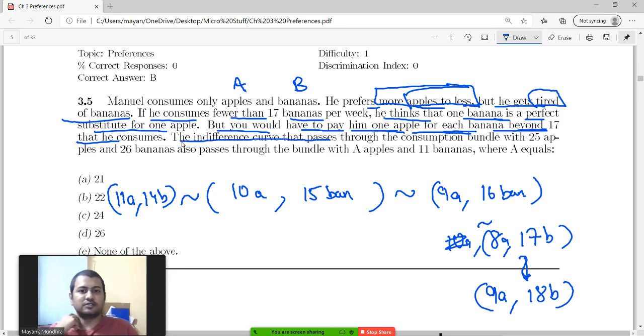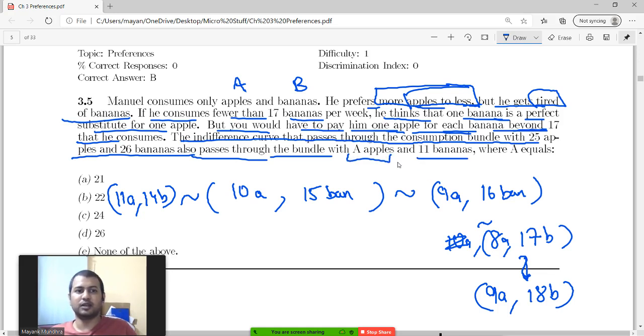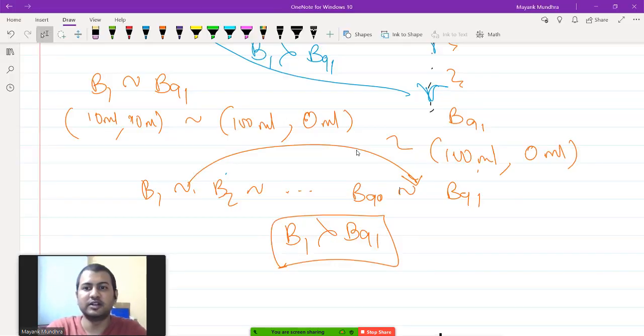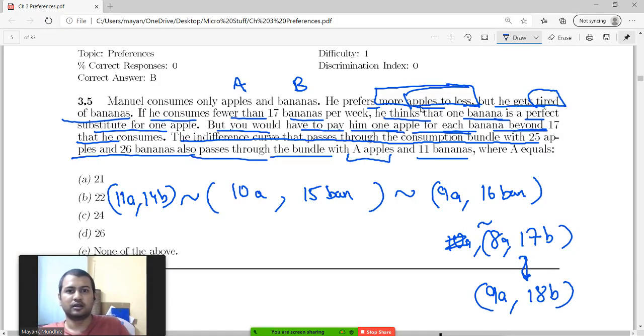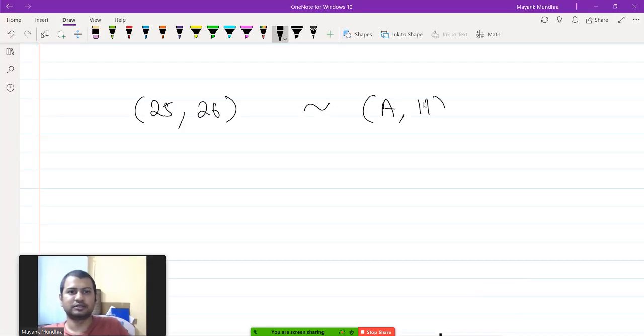The indifference curve that passes through the consumption bundle with 25 apples and 26 bananas also passes through the bundle with A apples and 11 bananas. Okay, so that's the idea. So you have this bundle 25, 26. This is indifferent to some bundle with A amount of apples and 11 units of bananas.